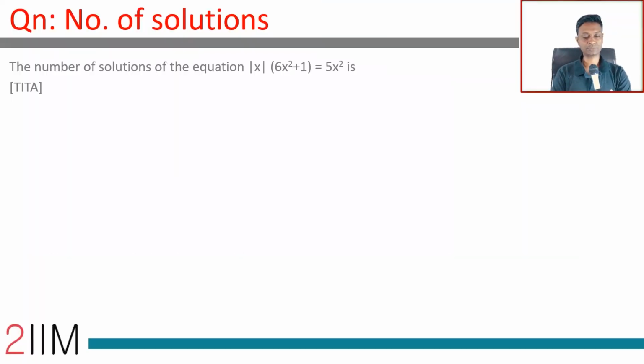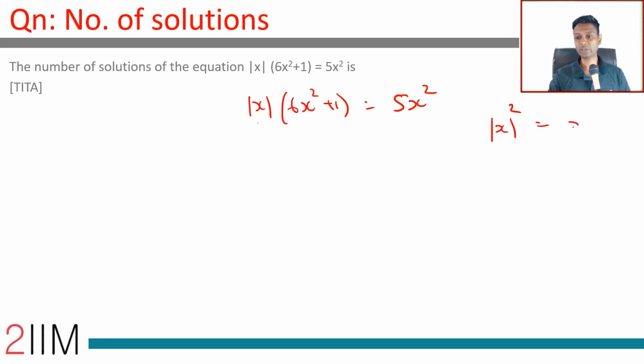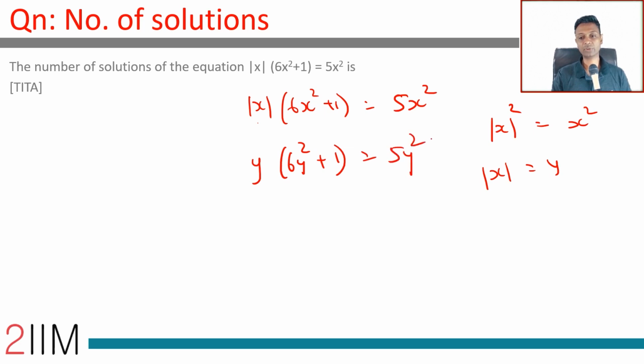I got this one wrong. I got this one so wrong that it was embarrassing. Fine, so I'm going to do this. I'm going to say mod x into 6x square plus 1 is 5x square. We have mod x and x. Remember, mod x whole square is the same as x square. I'm going to say mod x equal to y. So call this y. 6y square plus 1 equals 5y. X square is mod x a whole square.